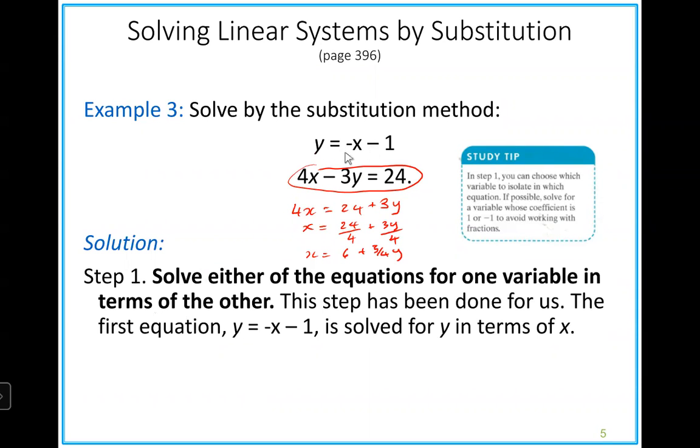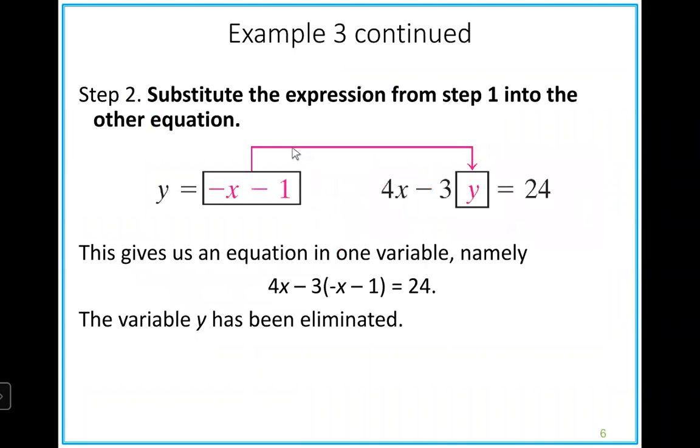So because this equation is already written in the form y equals -x minus 1, you could go straight ahead and substitute this value for y into the second equation. So it was y equals -x minus 1. And so you're going to take the y out of the second equation and put this value for y in its place. So what we did then here is the second equation, we're going to put 4x minus 3. And we know that y is equal to -x minus 1. So we're going to take the y out and put the -x minus 1 in its place, equals 24.